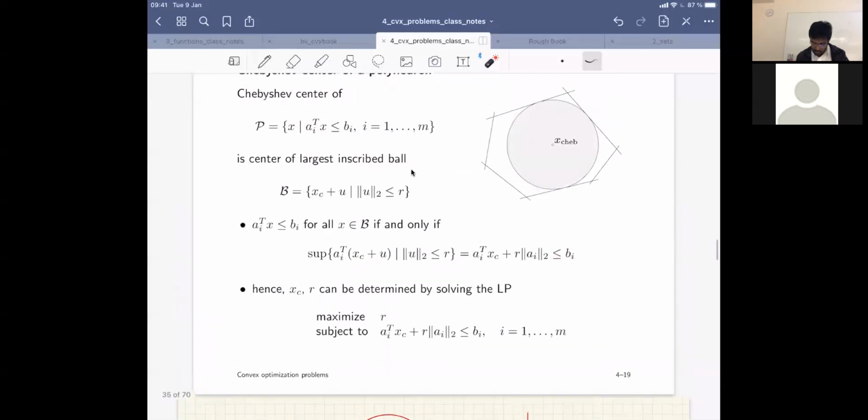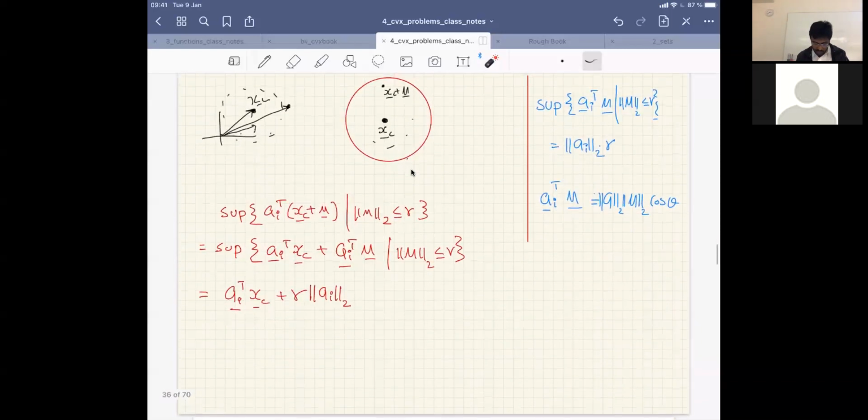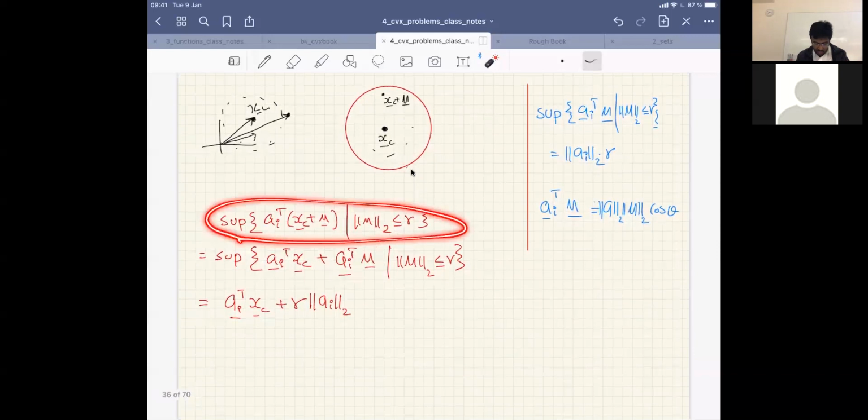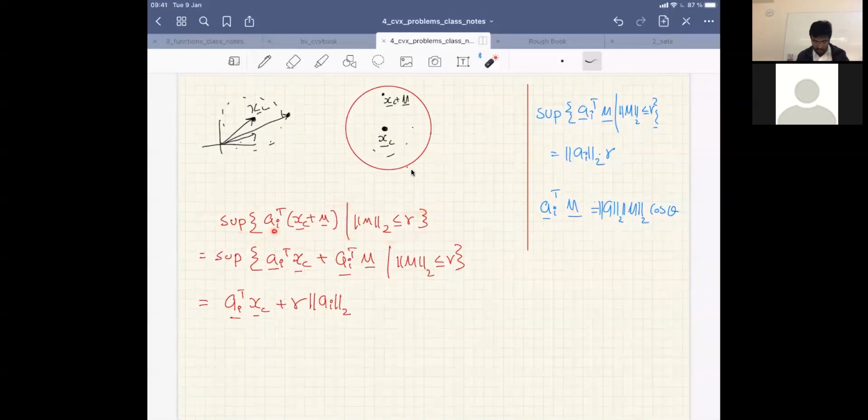So now how do we evaluate the supremum? You are going to find the supremum of a transpose (xc plus u). That will be a transpose xc plus a transpose u. Here the variable is u. You are changing u to get different points. So xc is fixed, okay? You are changing u. So the only thing playing a role in your maximization is this term.